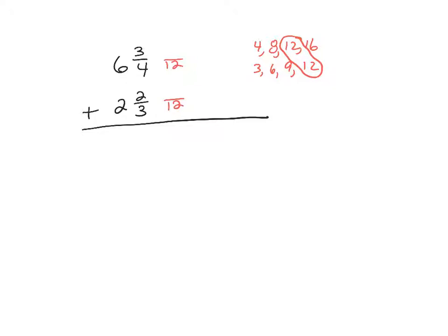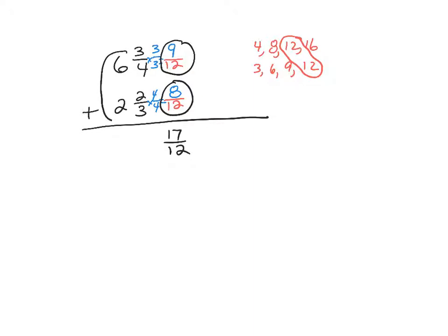If I change 3/4 into 12ths, I need to multiply 4 times 3 in order to equal 12, which means I need to multiply the top number by 3. 3 times 3 gives me 9. So 3/4 is the same as 9/12. When I change the bottom 2/3 into 12ths, I have to multiply 3 times 4. So I have to multiply the 2 times 4, and I get 8/12. So now I'm going to add together 9/12 plus 8/12. Well, 9/12 plus 8/12 gives me 17/12.